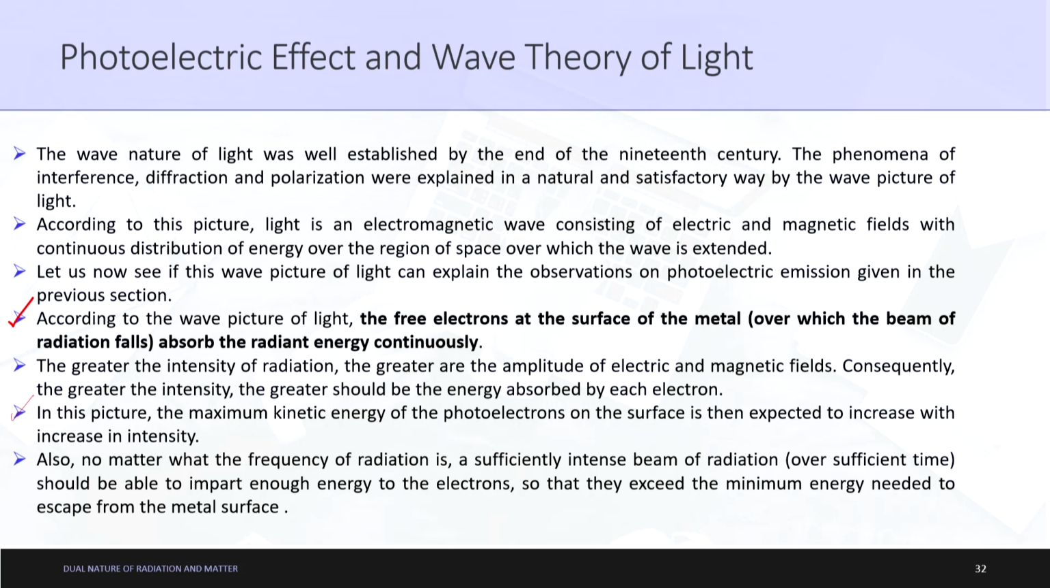So, all these things have already been understood in the experimental study, that with the increase in intensity, the rate of electron emission per second increases. Okay. The final conclusion is that no matter what the frequency of radiation is, a sufficiently intense beam of radiation should be able to impart enough energy to the electrons, so that they exceed the minimum energy needed to escape from the metal surface. Okay.